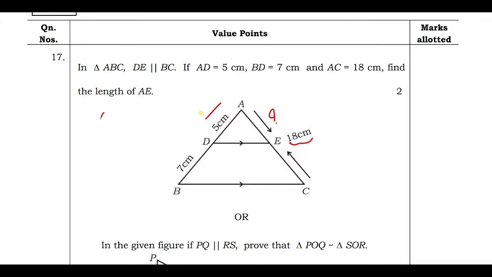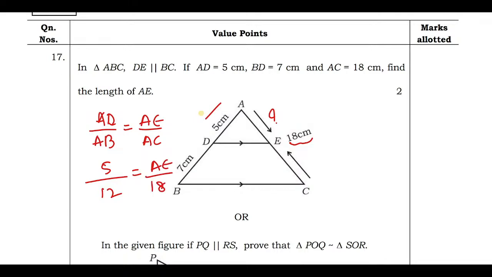AD by AB equals what? AE by AC. What is AD? AD is 5. In the same way, what is AB? It is 7 plus 5 is 12, which is equal to AE, how much? AE is question mark as it is. AC is 18. Now AE equals 18 into 5 divided by 12.